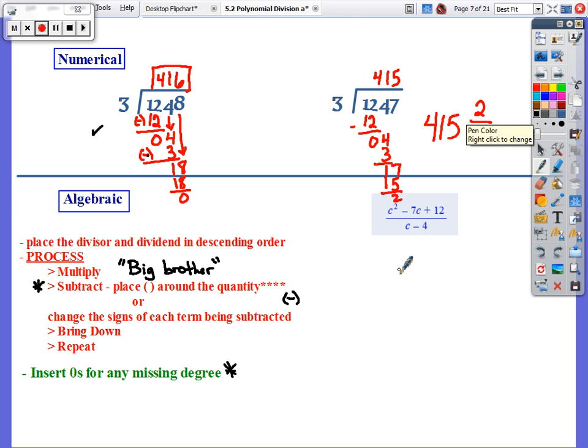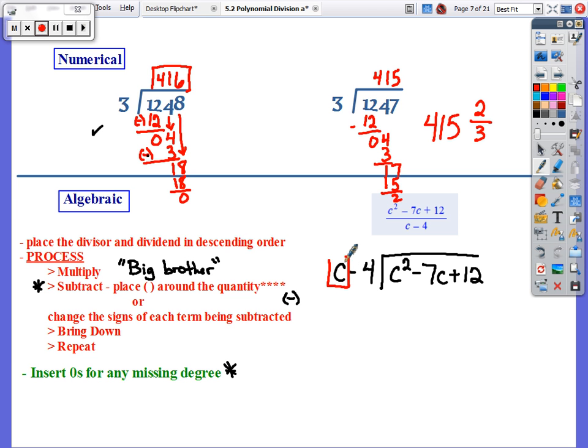Let's look at this example here. I'm going to write it as a long division problem. So instead of as a fraction, we'll write it as a long division. Now let me show you what the big brother is. The big brother is going to be this c right here.